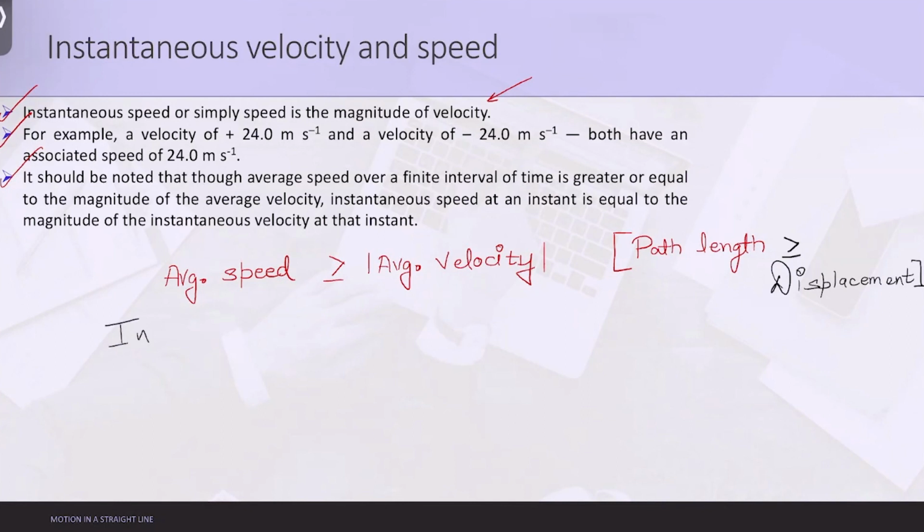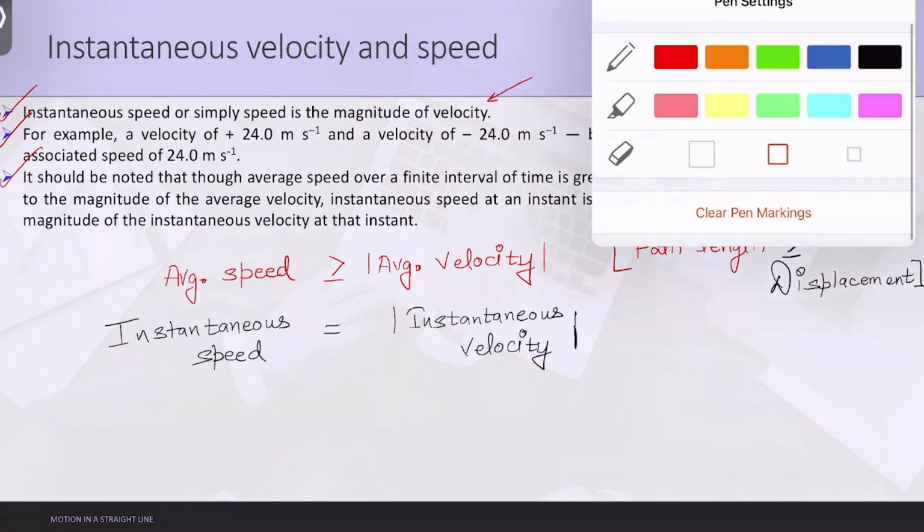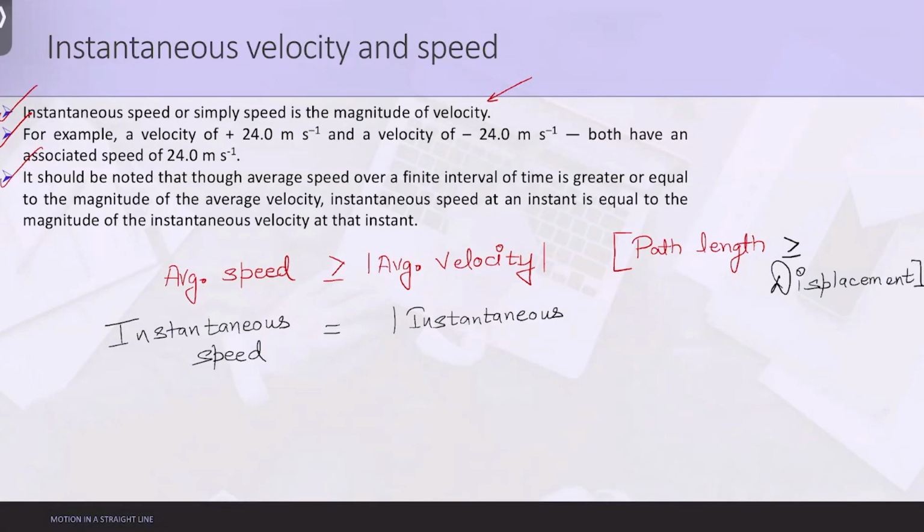Instantaneous speed is equal to the magnitude of instantaneous velocity, because as the time interval shrinks to a very, very small value, there is no such new concept with average speed, because the path length and displacement would be very, very close to each other, and hence average velocity and average speed are the same. The thing is that velocity is a vector quantity, therefore it has a direction. But instantaneous speed does not have a direction, so everything will be positive only. Therefore, instantaneous speed will always be equal to the magnitude of instantaneous velocity at that instant, but average speed will be greater than or equal to the magnitude of average velocity.